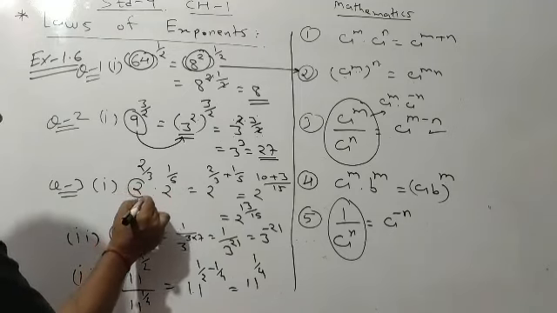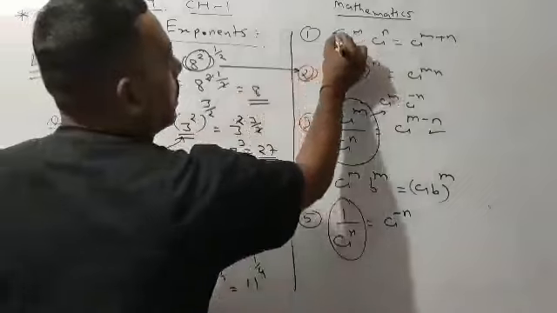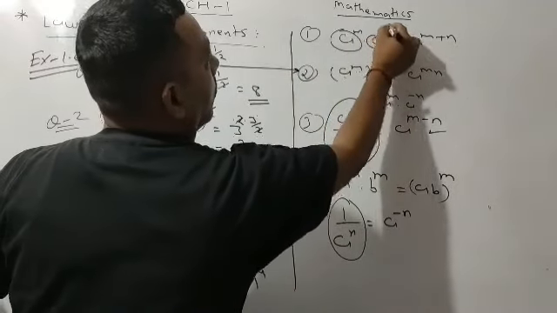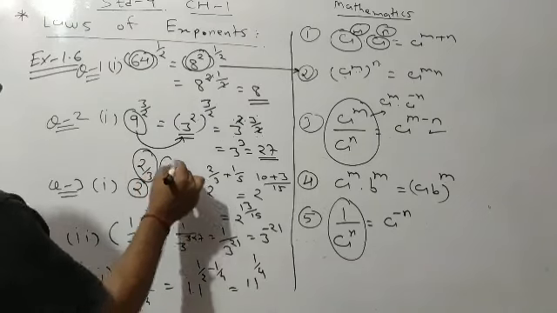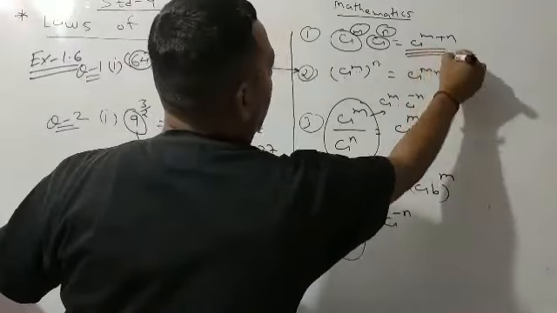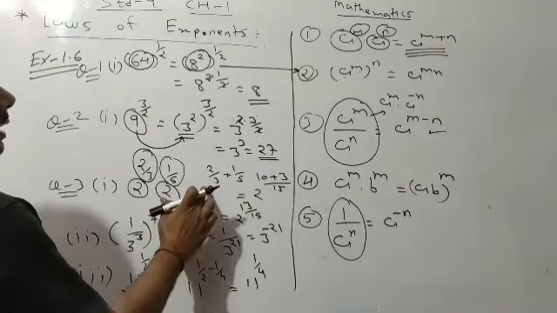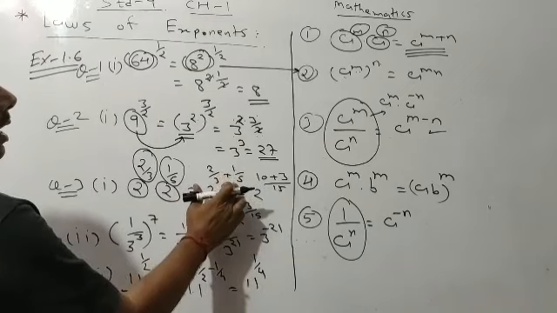See here, the bases are the same, but the powers are different. Here also the powers are different. So in that case, we will apply this law with common base and addition in the power. That is 2 raised to 2 by 3 plus 1 by 5.